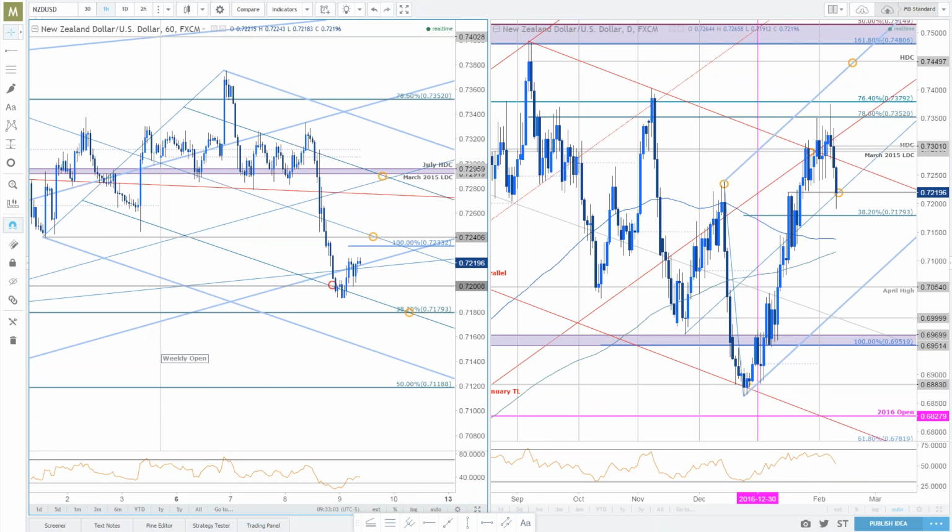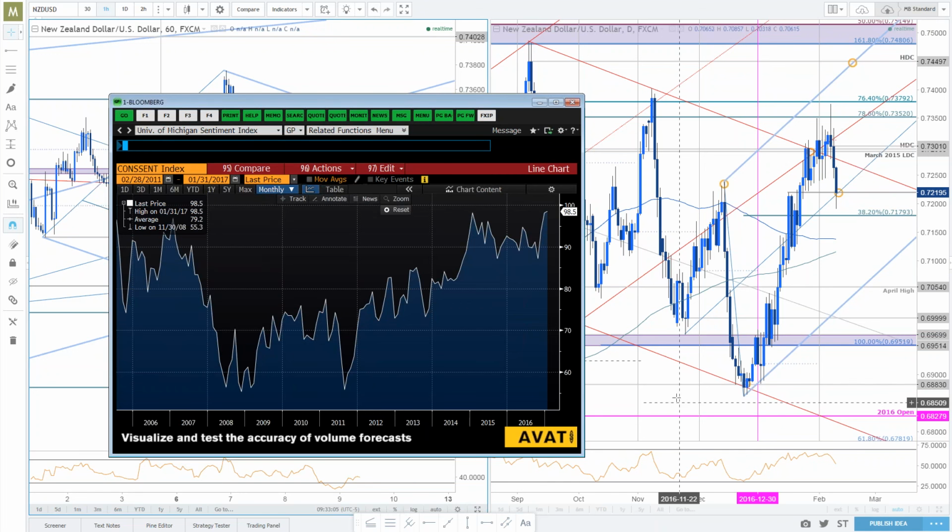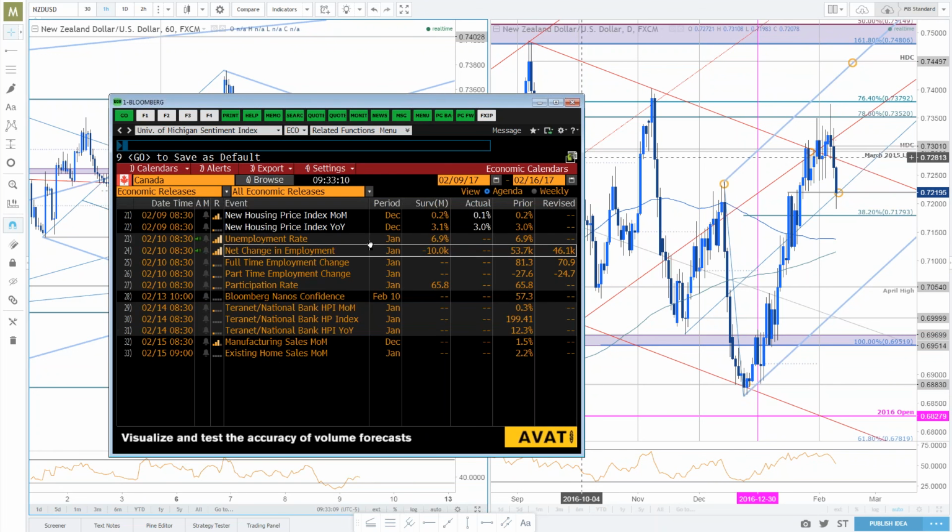Keep in mind tomorrow we do get employment data. I do want to take one second and go over that. The employment data from Canada is supposed to look like this tomorrow. Unemployment is expected to hold at 6.9%, but you're actually expecting to see a contraction in monthly employment to the tune of 10,000 jobs. Also, a slight downward revision has already been seen from the 53,000 blowout number we got last month down to 46, not a big change.